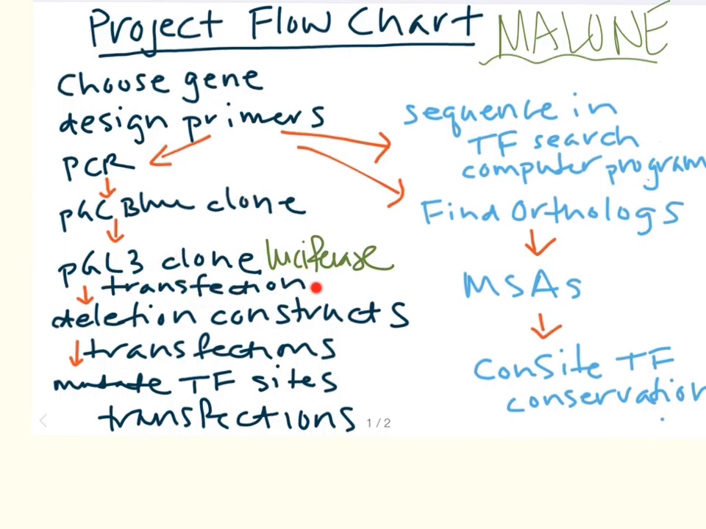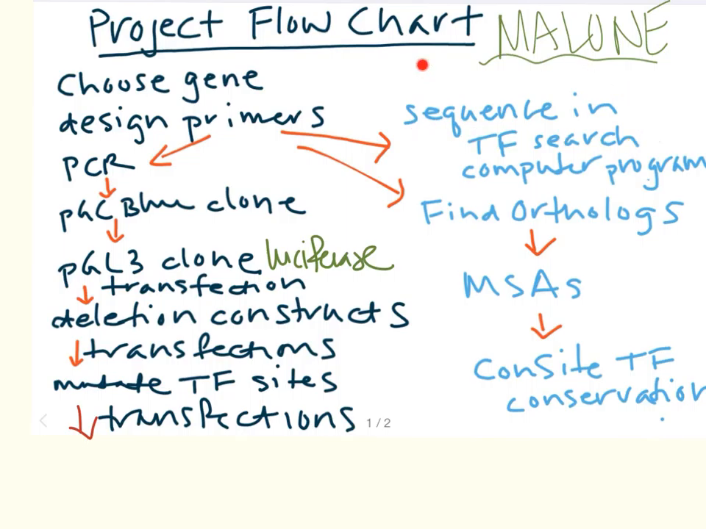We do a transfection to make sure we get some activity, and then we design our deletion constructs or our truncation constructs to find the most important region of our promoter. We do transfections of all these deletions. When we find the most important region, we then mutate the putative transcription factor binding sites in there and do more transfections. Well, how do we mutate transcription factor binding sites? How do we know where they are?